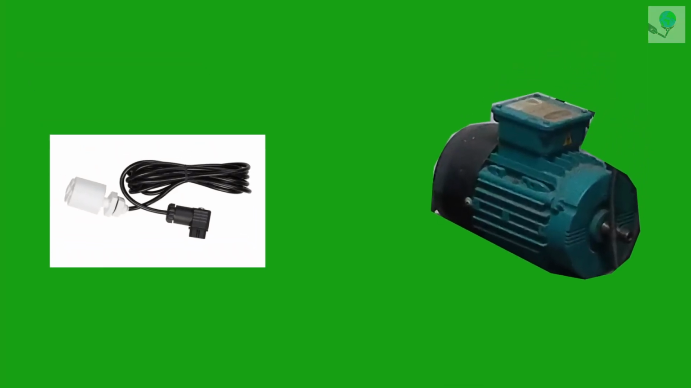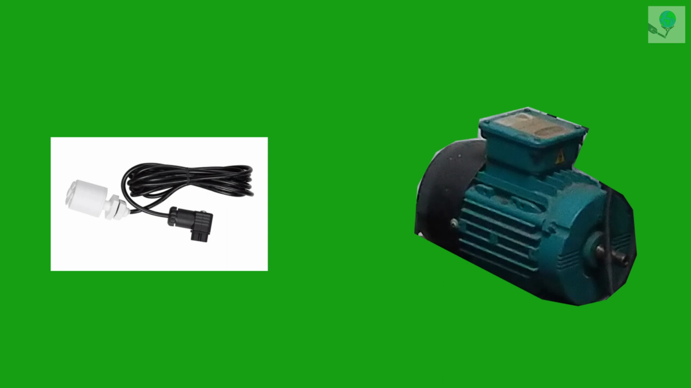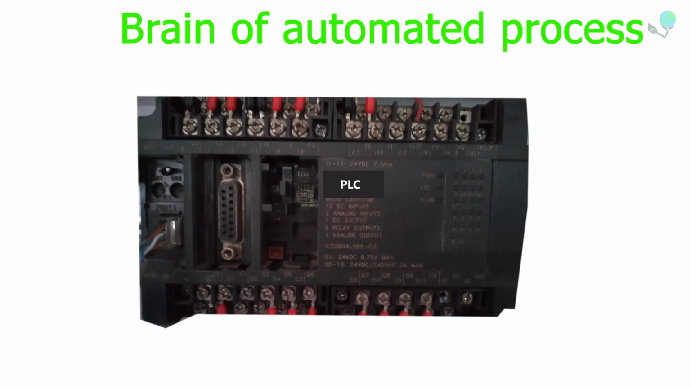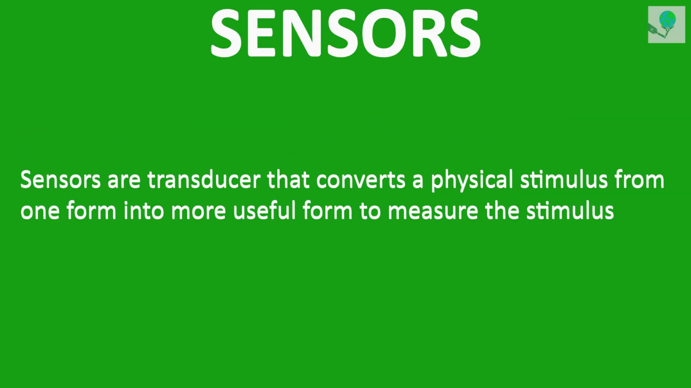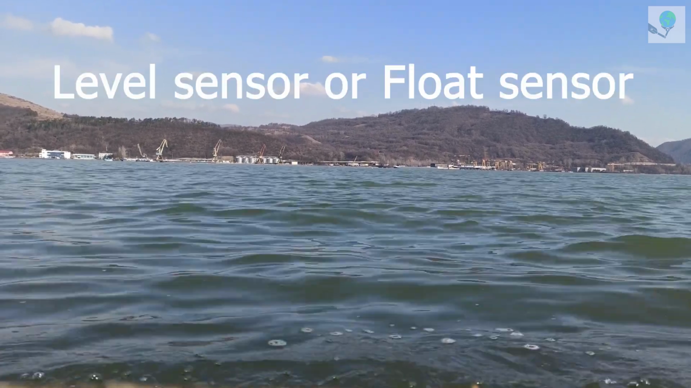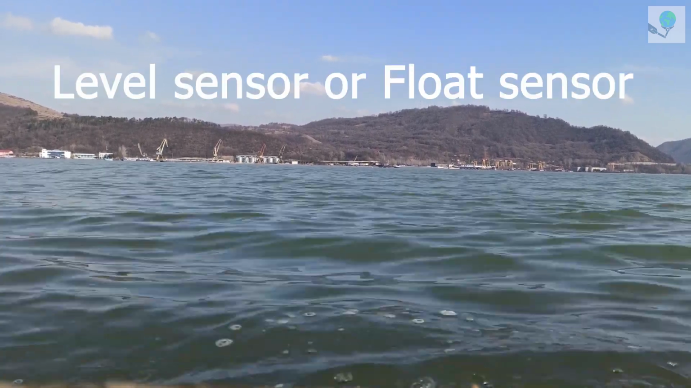Now let's deal with the field device. So here the field device acts as the eye and arm of the entire process. And I also like to mention that the PLC is the brain here. So the first category is the sensors. Sensors are used to detect the stimulus, and the stimulus can be of different types such as mechanical, electrical, thermal, magnetic, etc. And in the case of our dam, we will use either a level sensor or float sensor to detect the water level in the dam.